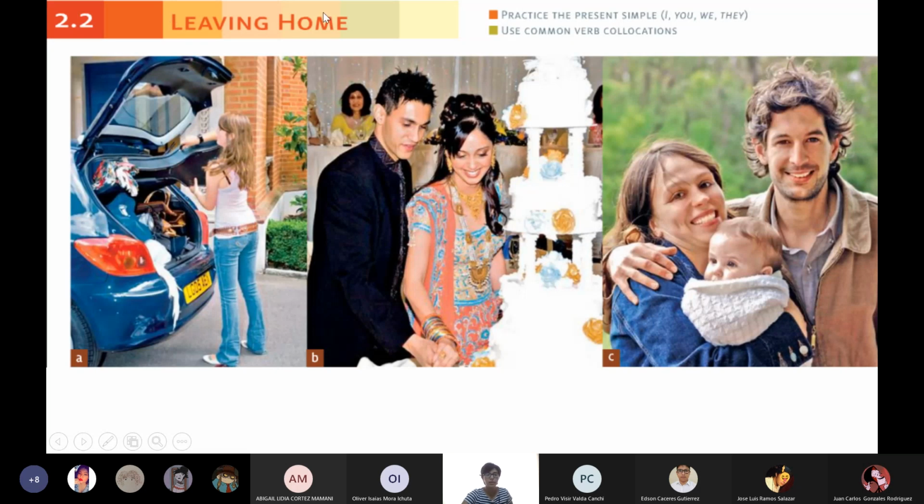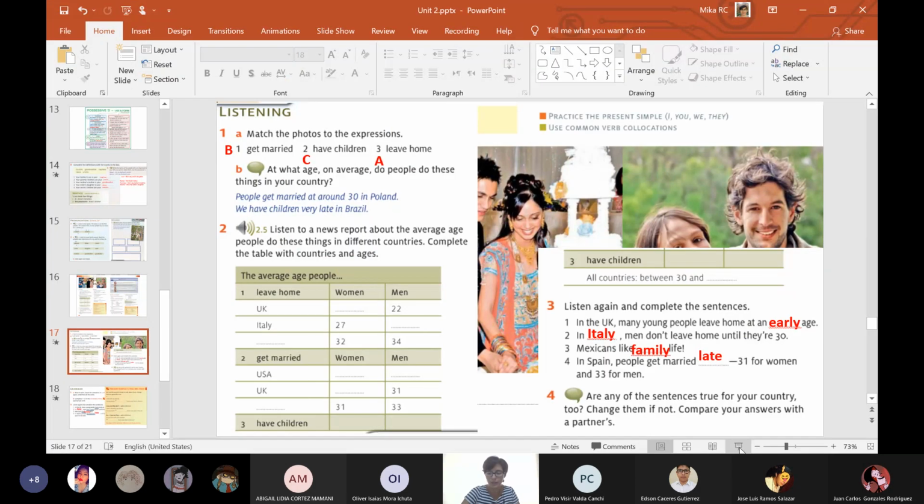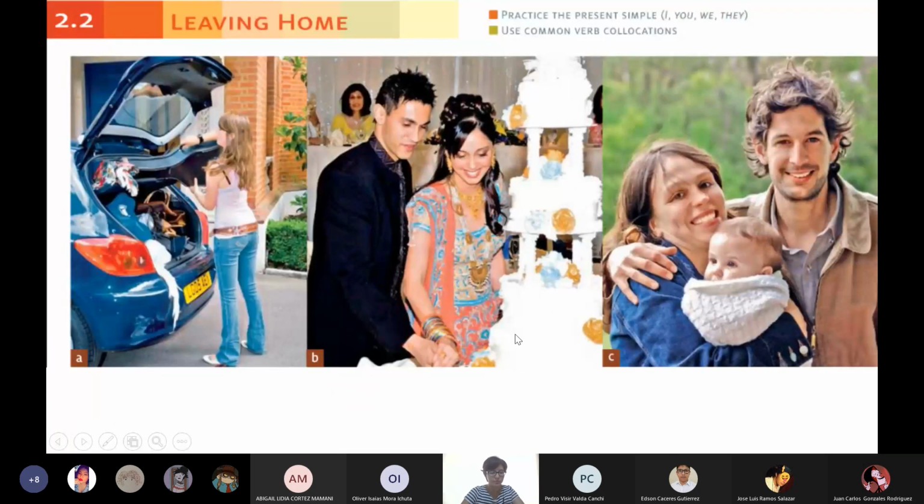What is the verb leave? Any ideas? No. The verb to leave means dejar o irse, ¿sí? El verbo to leave significa dejar o irse. Aquí vamos a ver la diferencia entre leave and leave.